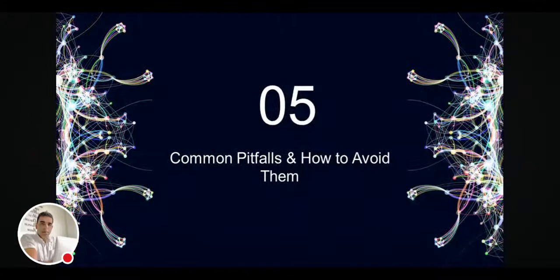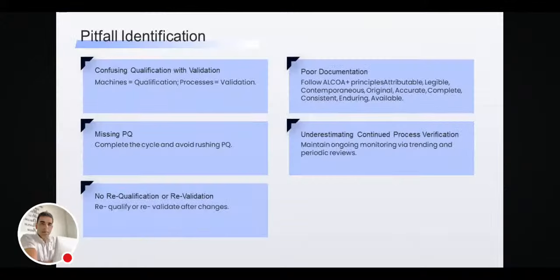Let's look at the common mistakes, and how to avoid them. Confusing qualification and validation. Make a simple rule, machines equals qualification, processes equals validation. Keep that clear to stay compliant. Missing PQ. Some firms skip or rush performance qualification. Auditors flag this fast. Always complete IQ, OQ, PQ fully.